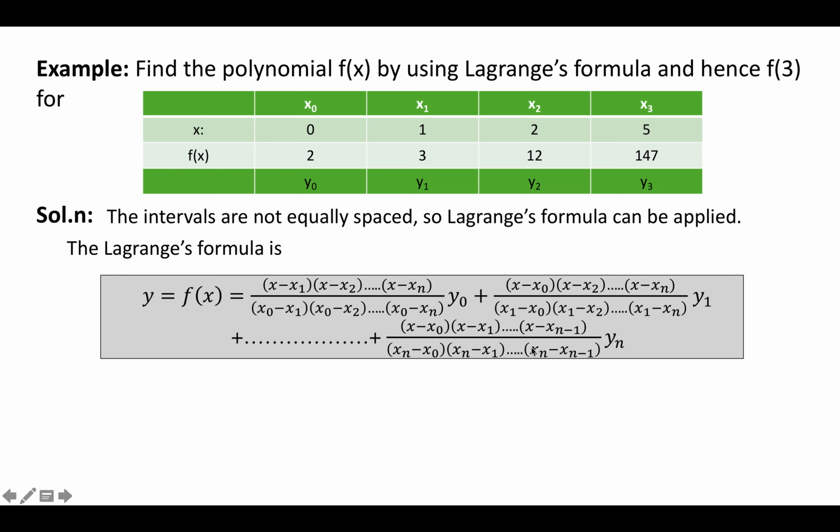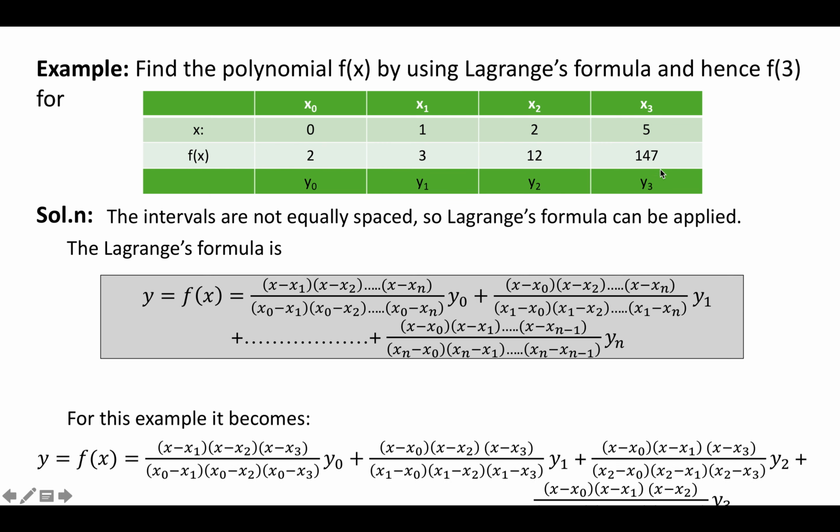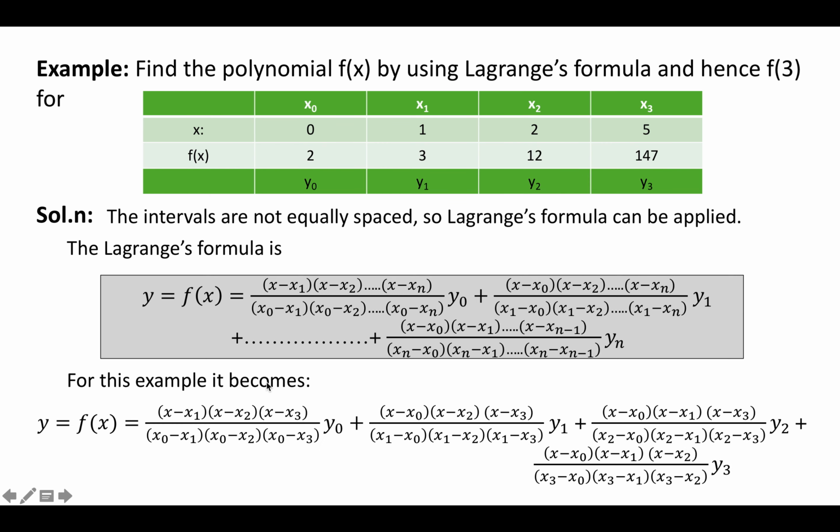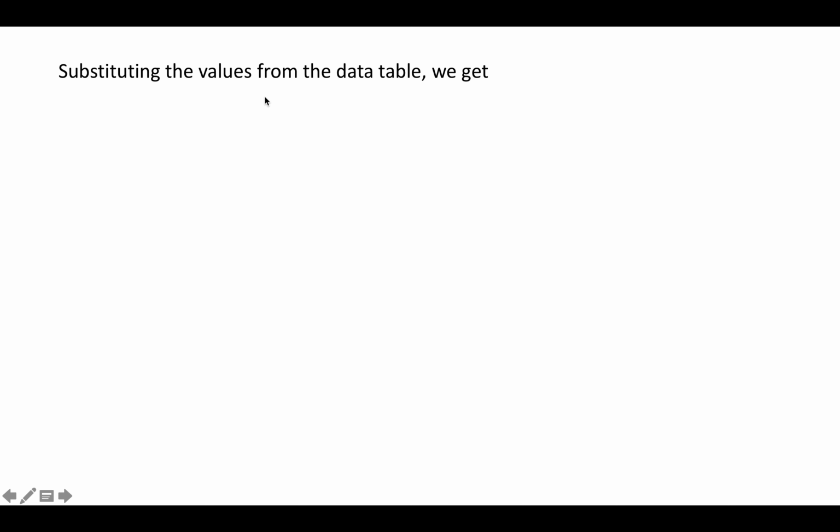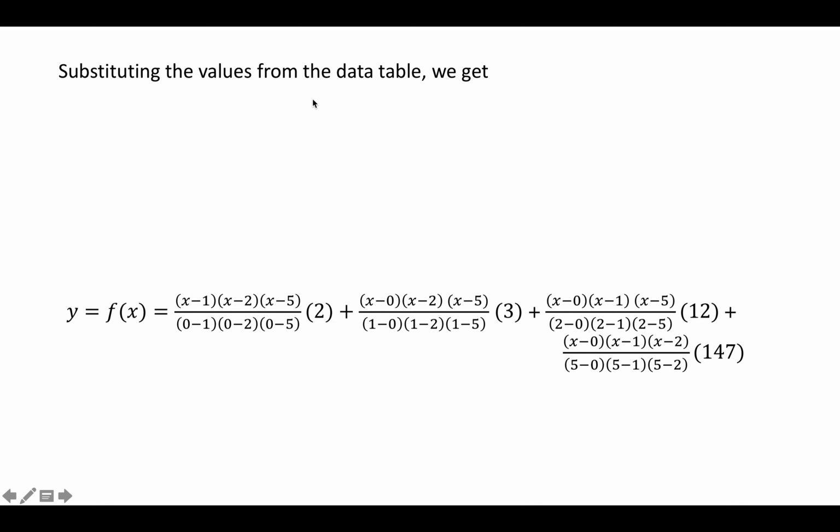Okay. So now, in this numerical we have values only up to x3 or y3. So for this example, we substitute the value n equal to 3. So we have 4 terms, y0, y1, y2 and y3, and the corresponding coefficients.